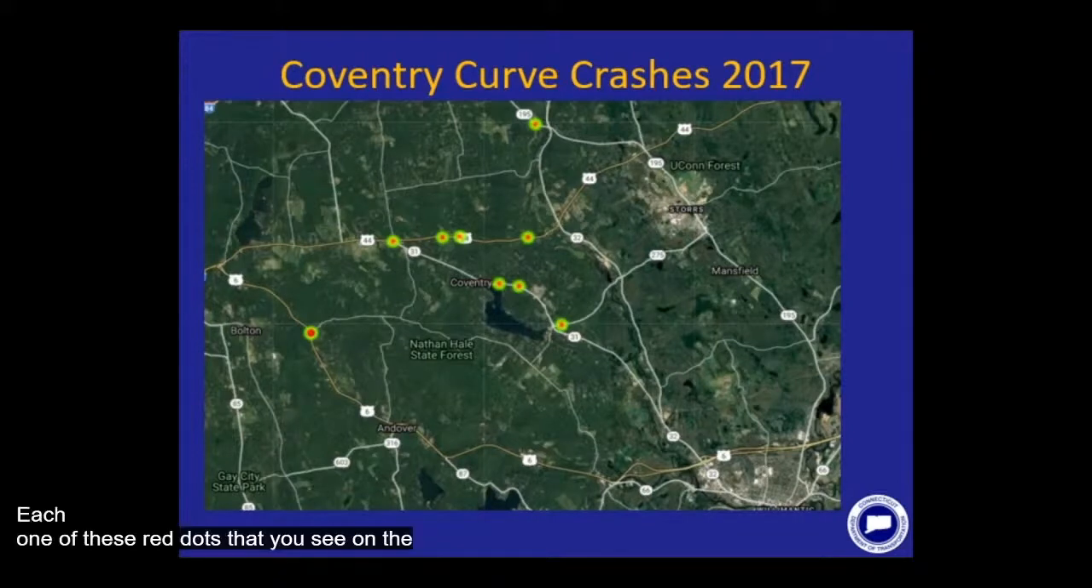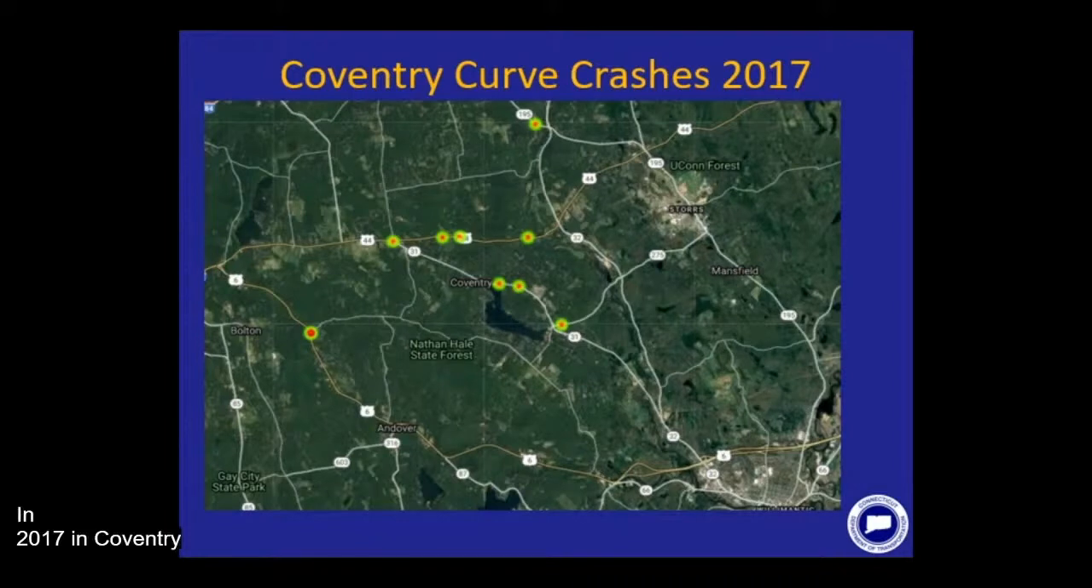Now, each one of these red dots that you see on the map represents 1 crash in that year. And the larger the dot or heat splotch is on the map, the more crashes have occurred at that location. So this is also just a great way for us to identify hotspot locations that need immediate attention.